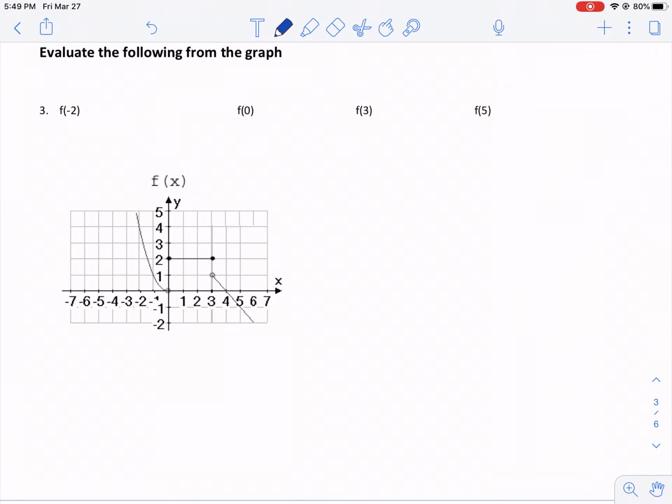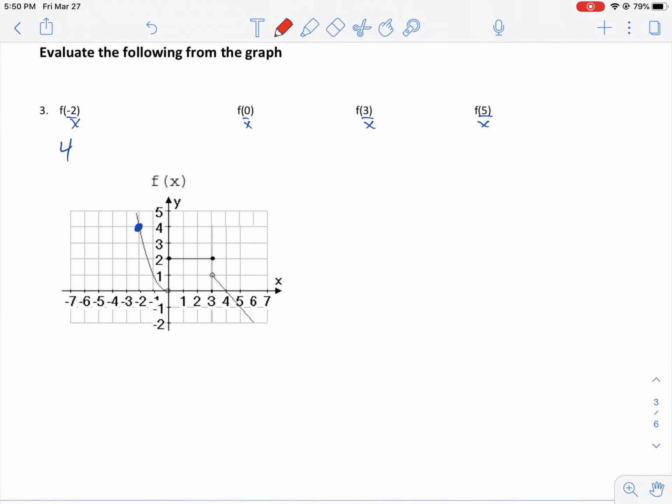Alright, evaluating from the graph. Alright, again, these are all inputs. That makes them all x values. So we just need to go find the point that has that x value on it. So we're looking for an x value of negative 2. So here's my negative 2, and this point right here has an x value of negative 2. So my answer is the y value that goes with it.